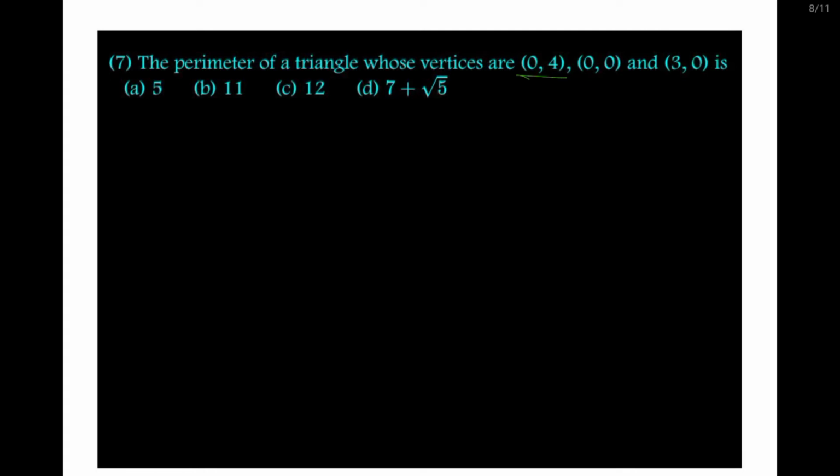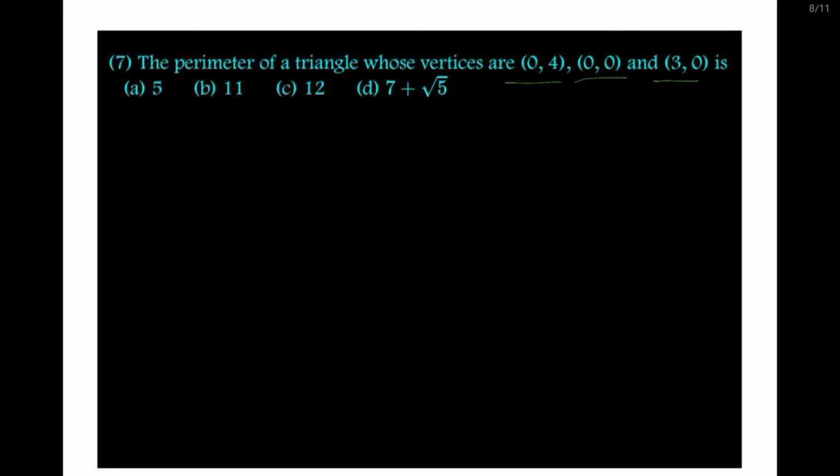Now the question is, the perimeter of a triangle whose vertices are (0, 4), (0, 0), (3, 0) is... So perimeter of a triangle means the sum of all the sides of the triangle. So we'll first find the sum of all the sides, and then we will find the perimeter of that triangle.